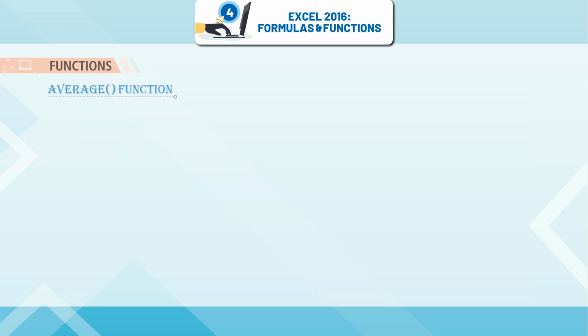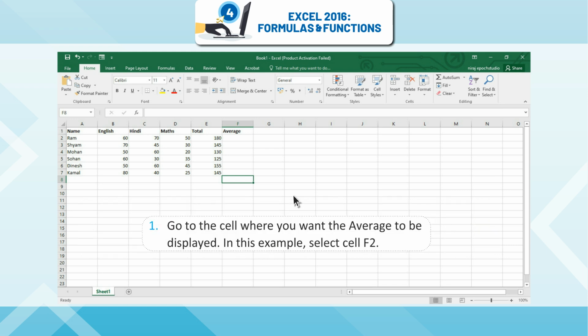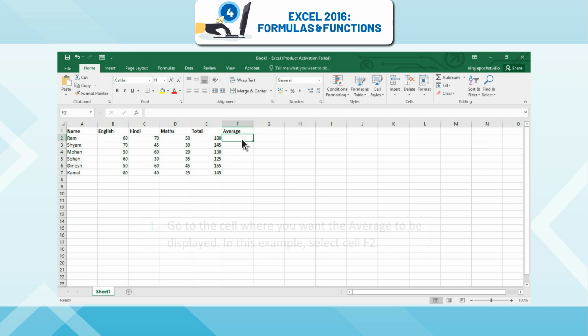Average function. The average function is used to return the arithmetic mean of specified numbers. You can use this function to calculate the average of values. The steps to be followed are: go to the cell where you want the average to be displayed. In this example, select cell F2.